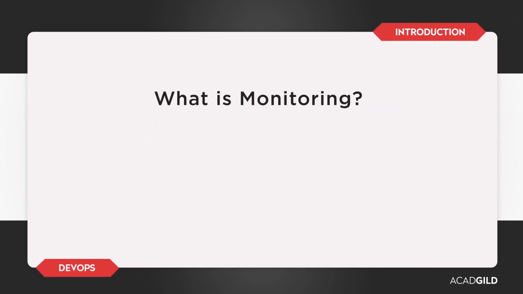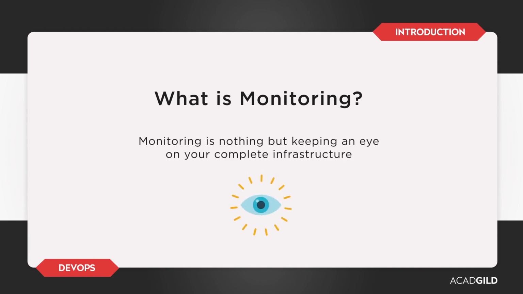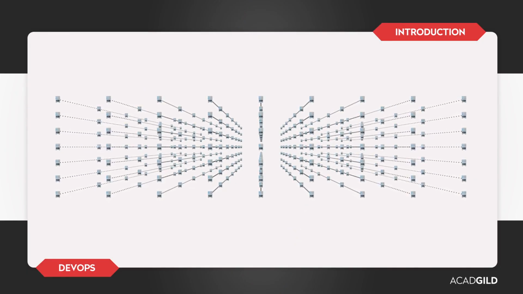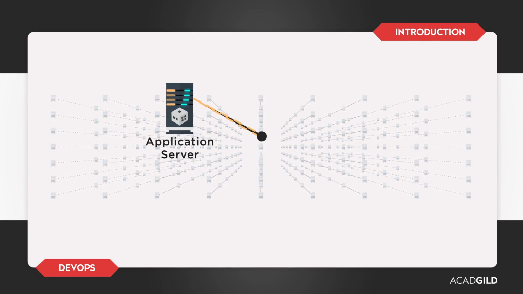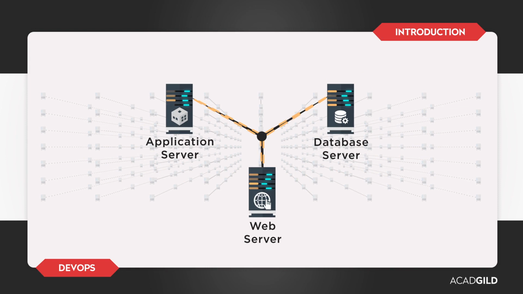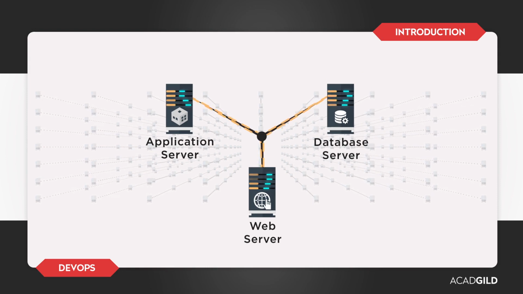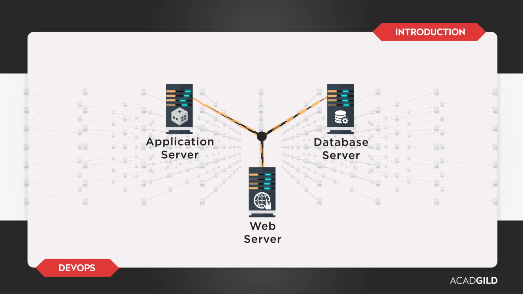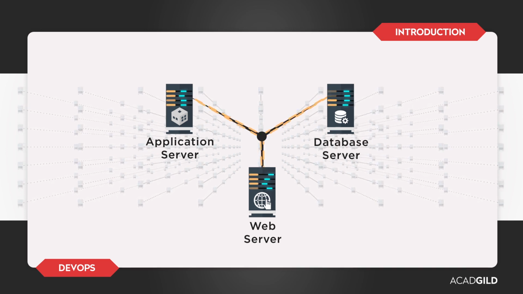What is monitoring? Monitoring is the process of keeping a close eye on the entire infrastructure. Let us assume we're managing 1,000 servers. These include a variety of specialized servers like application servers, database servers, and web servers. As DevOps professionals, we are responsible for ensuring that all the services, applications, and resources on the servers are running as they should be. How do we do it?